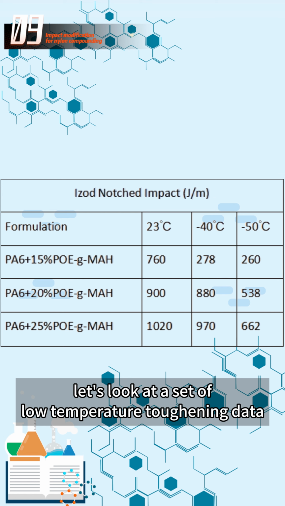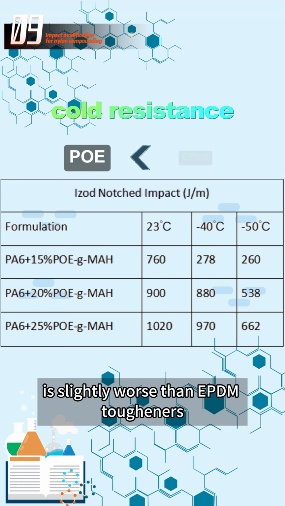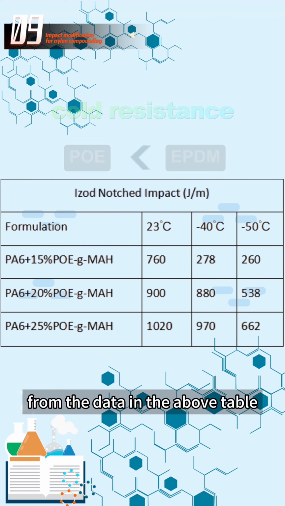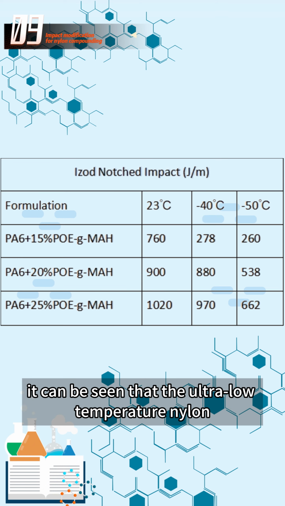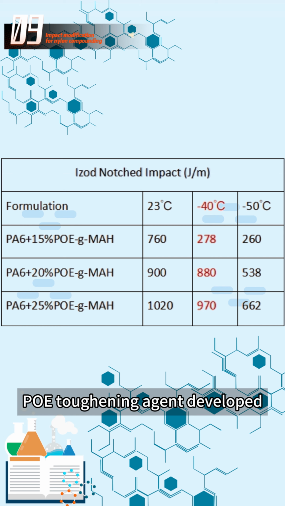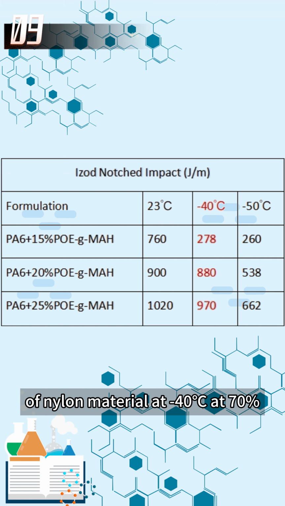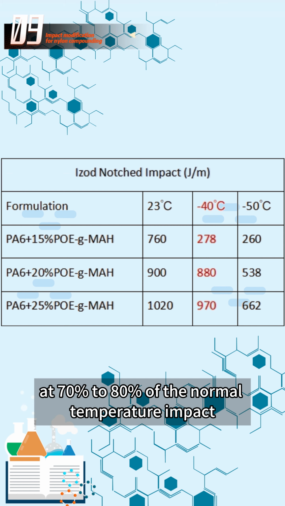Let's look at a set of low temperature toughening data. In general, the cold resistance of conventional POE tougheners is slightly worse than EPDM toughener. From the data in the above table, it can be seen that the ultra low temperature nylon POE toughening agent developed now can maintain the impact strength of nylon material at -40 Celsius at 70% to 80% of the normal temperature impact.